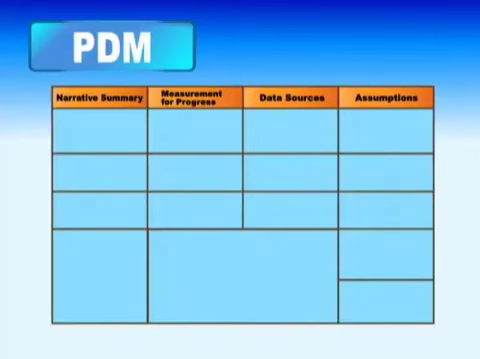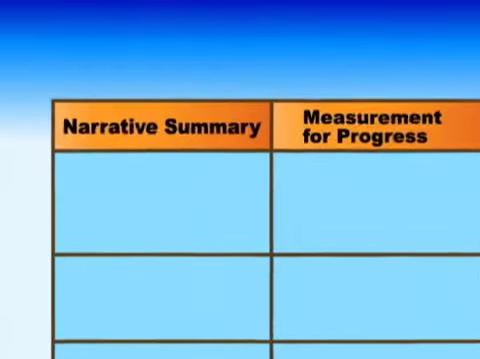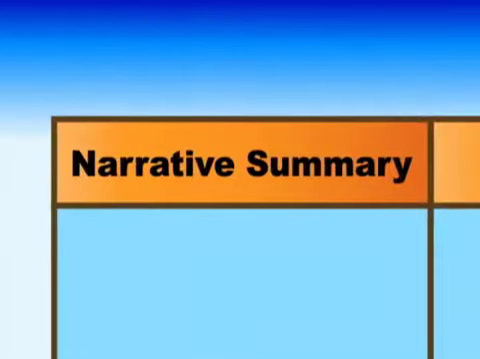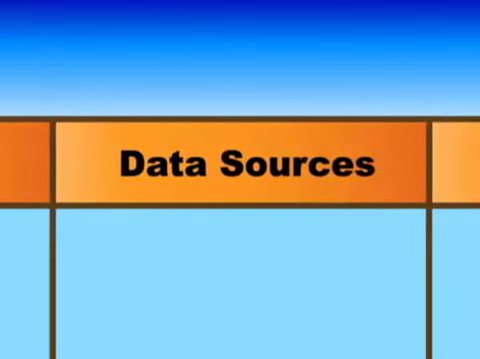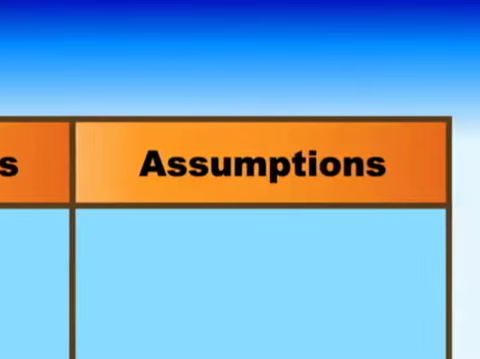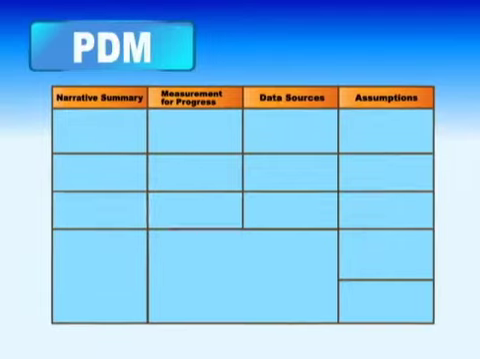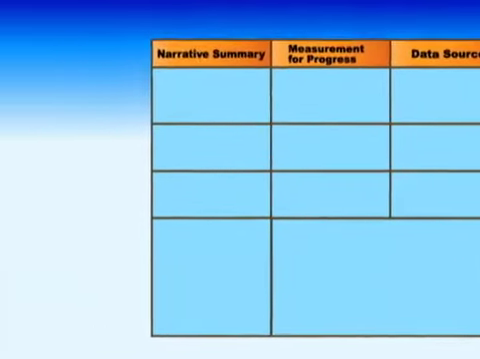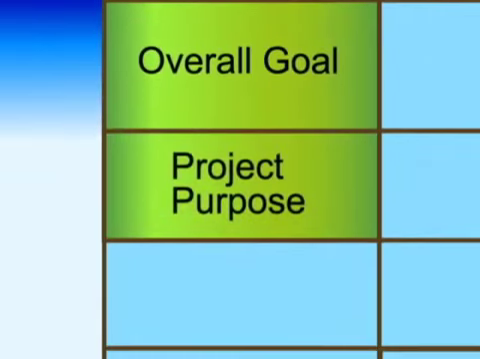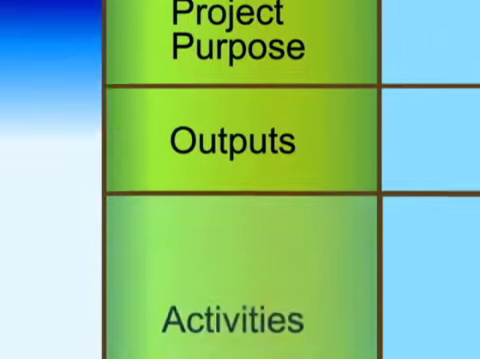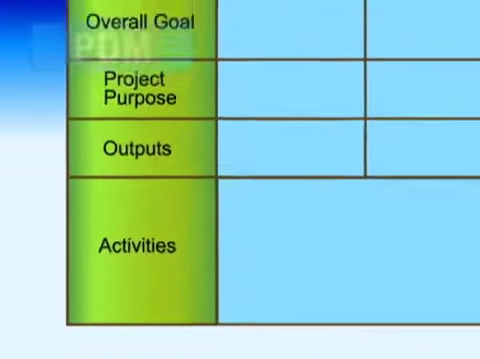A PDM has 4 column headings, which are from left to right: 1. Narrative summary. 2. Measurement for progress. 3. Data sources. And 4. Assumptions. There are also 4 rows, which are from top to bottom: Overall goal, project purpose, outputs, and activities.